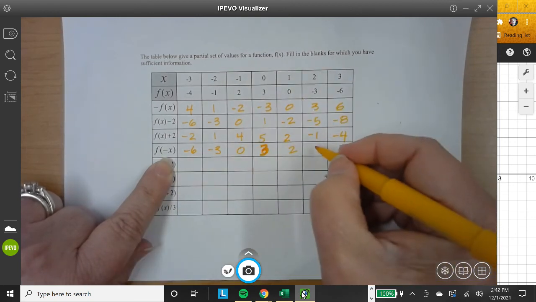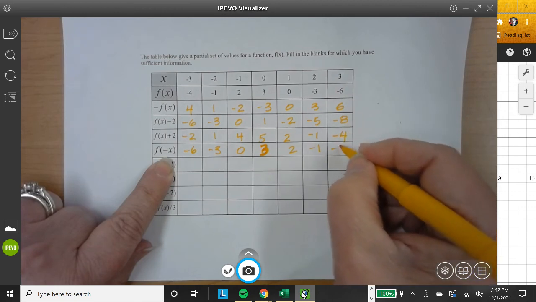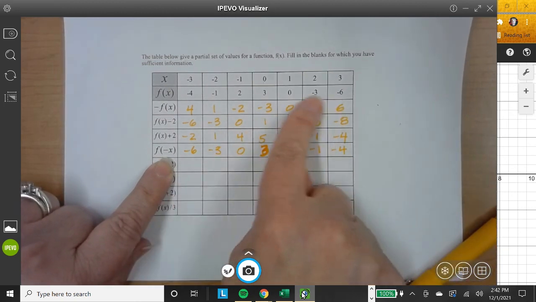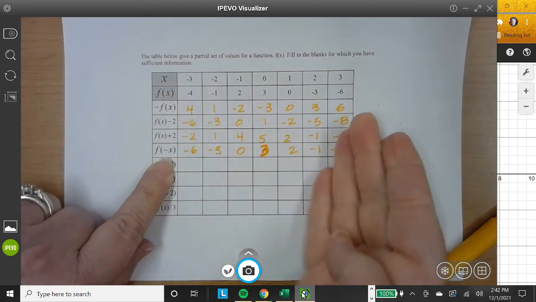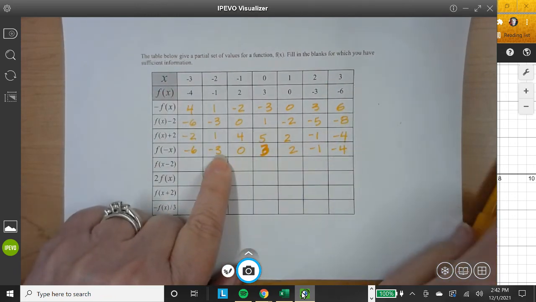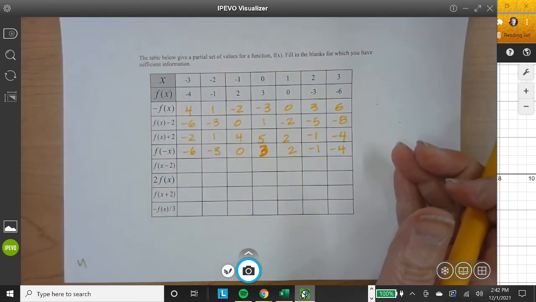f of negative 2 is negative 1, and f of negative 3 is negative 4. And so what it's done is taken the values on this side and put them over here, and the values on this side and put them over here for this line, right? It just took the x's and flipped them, reflected them across the 0.